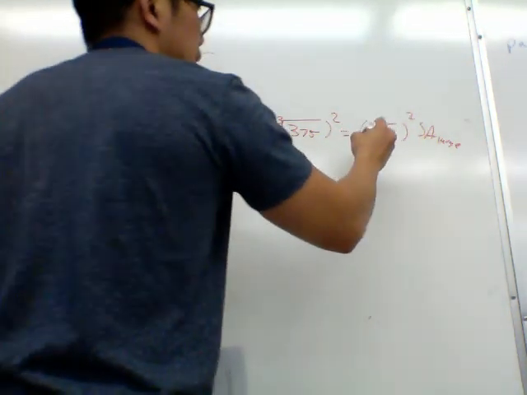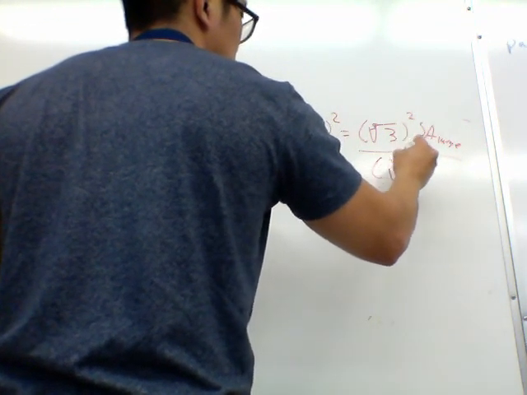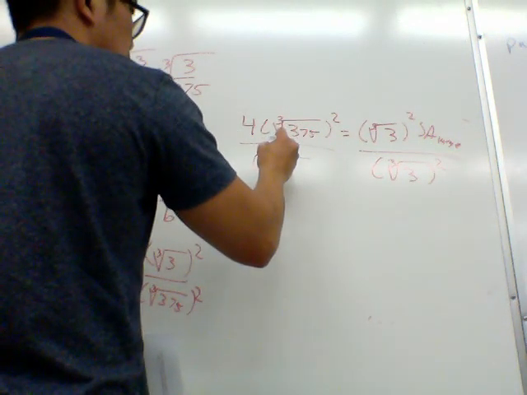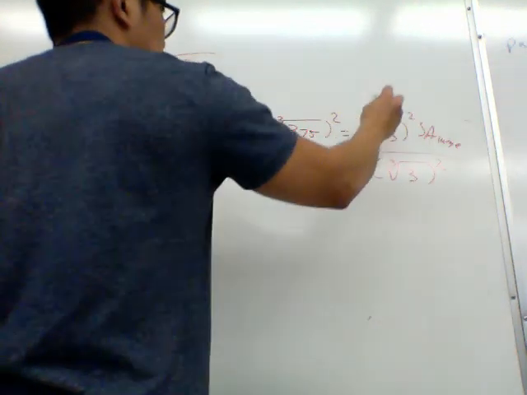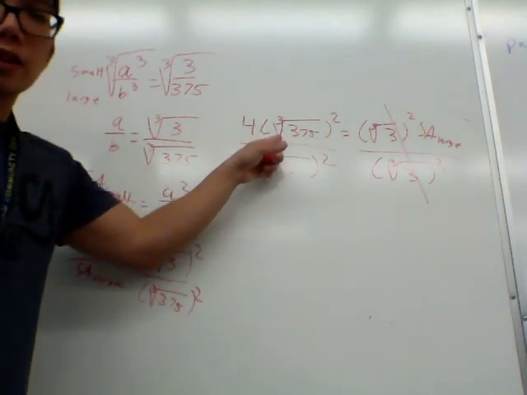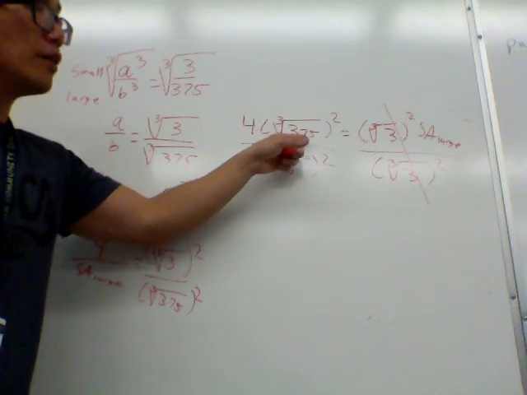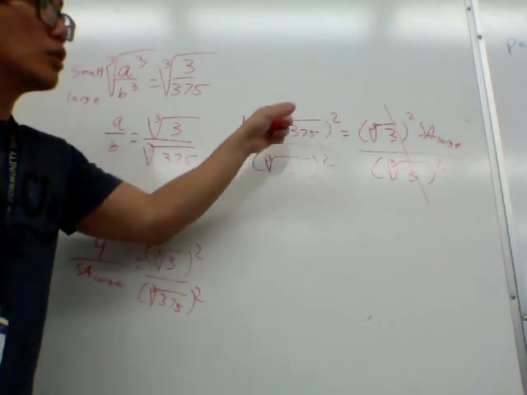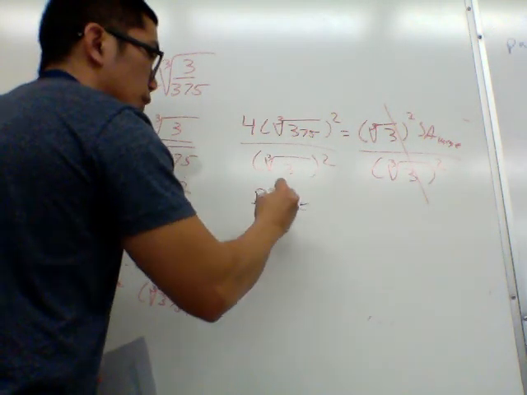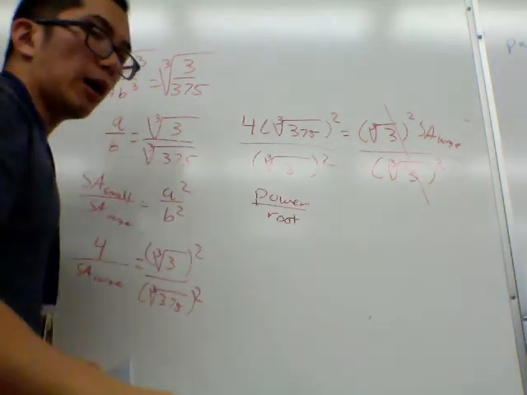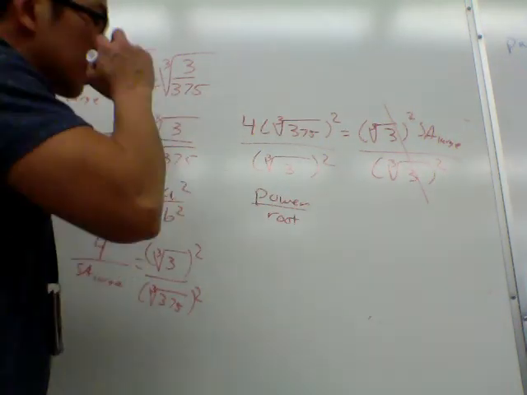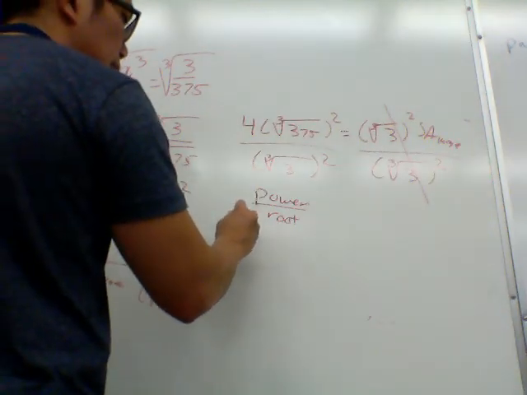I divide both sides by the cube root of 3 squared. Cross this out. And now, remember, how do I enter this into the calculator? This is 375 y to the x 2 divided by 3. Remember, it is always power over root. So it's a power of 2 and a root of 3. The fraction is 2/3.